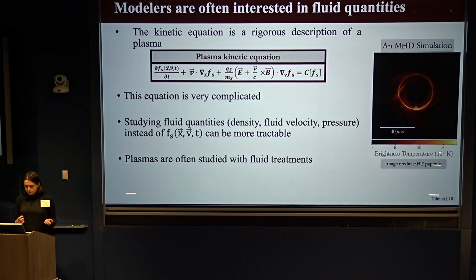So plasmas are often studied with fluid treatments. On the right side of the slide, you see a simulation from one of the EHT papers. This is an MHD simulation. So they're trying to study a plasma, but studying the kinetic equation is way too complicated. So they're going to take a simplified fluid treatment, which is called an MHD treatment, and they're going to simulate that instead. This is very commonly done in plasma physics.